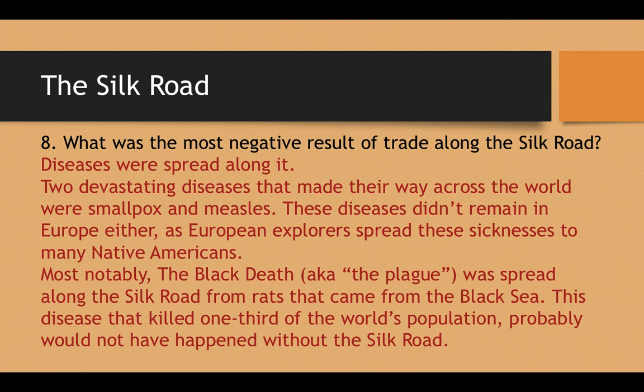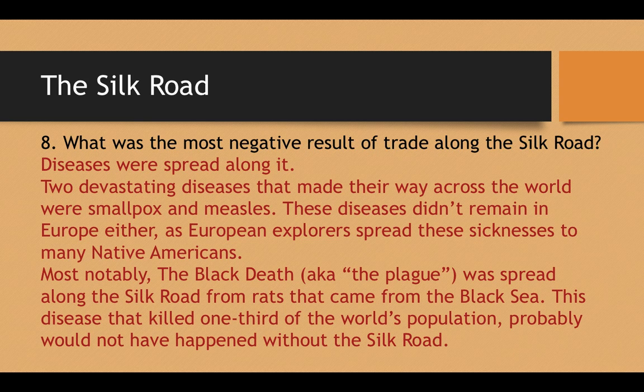Now, most notably, the Black Death, also known as the Plague or the second outbreak of the bubonic plague, was spread along the Silk Road too, from fleas on rats that came from the Black Sea. And this disease killed about 1/3 of the world's population, a massive chunk of the world's population, and it probably would not have happened without the Silk Road. So when you think of major events in history, you always have to take the good with the bad.